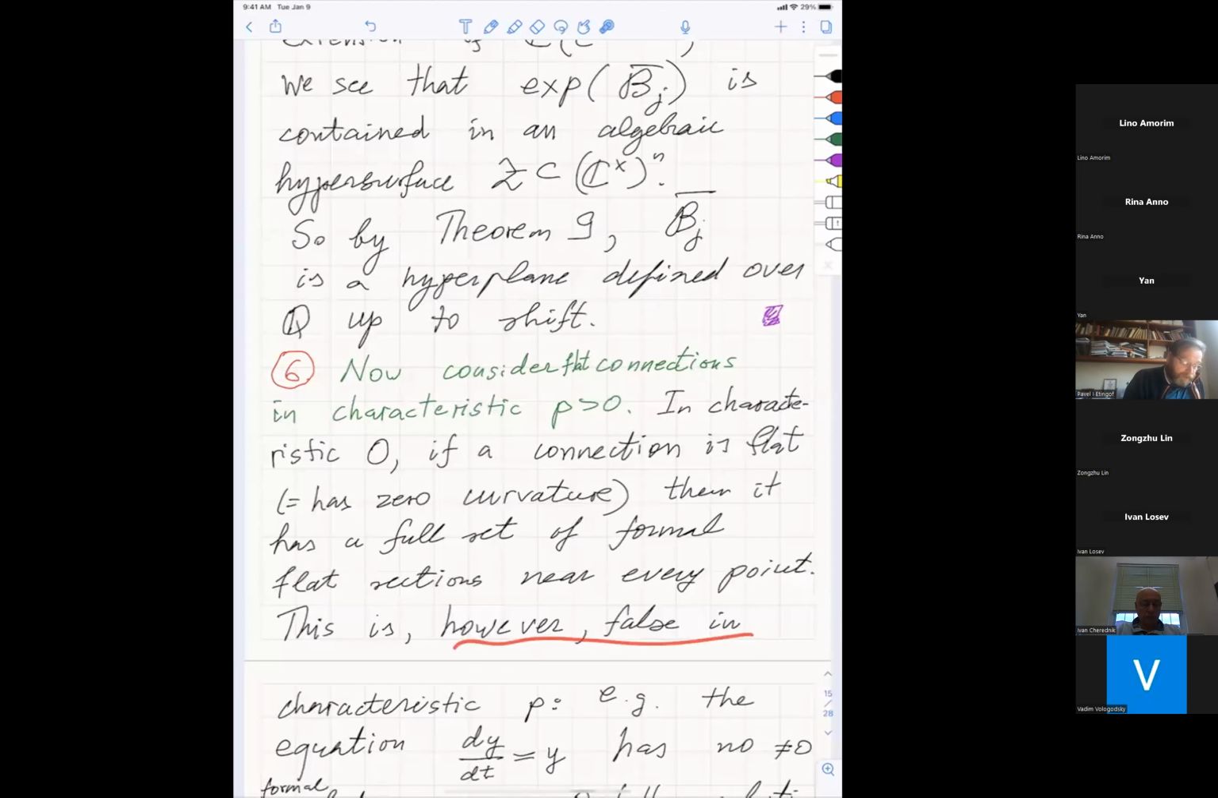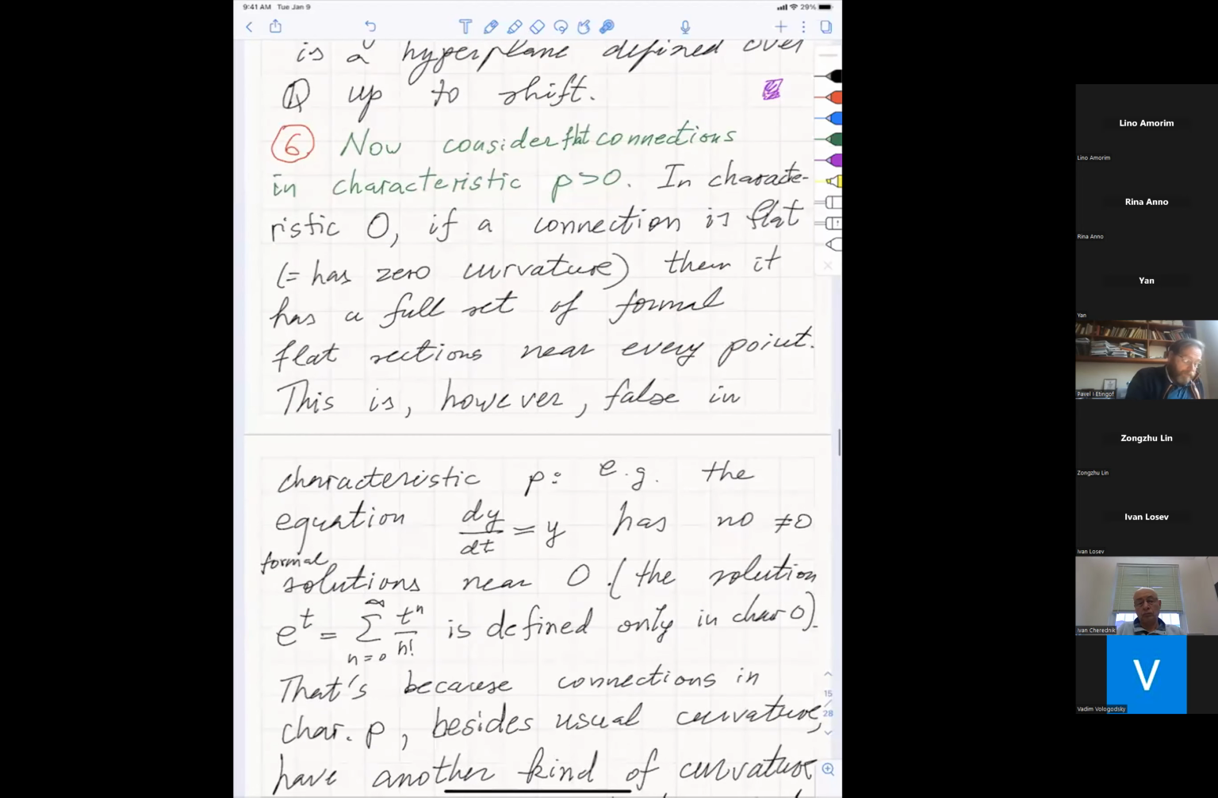However, this is false in characteristic P. For example, if you consider the equation dy over dt equal to y, then it has no non-zero formal solutions near 0, because the solution in power series of this equation is the exponential of t, which is the sum of t to the n over n factorial. And this is only defined in characteristic 0 because these factorials contain all primes.